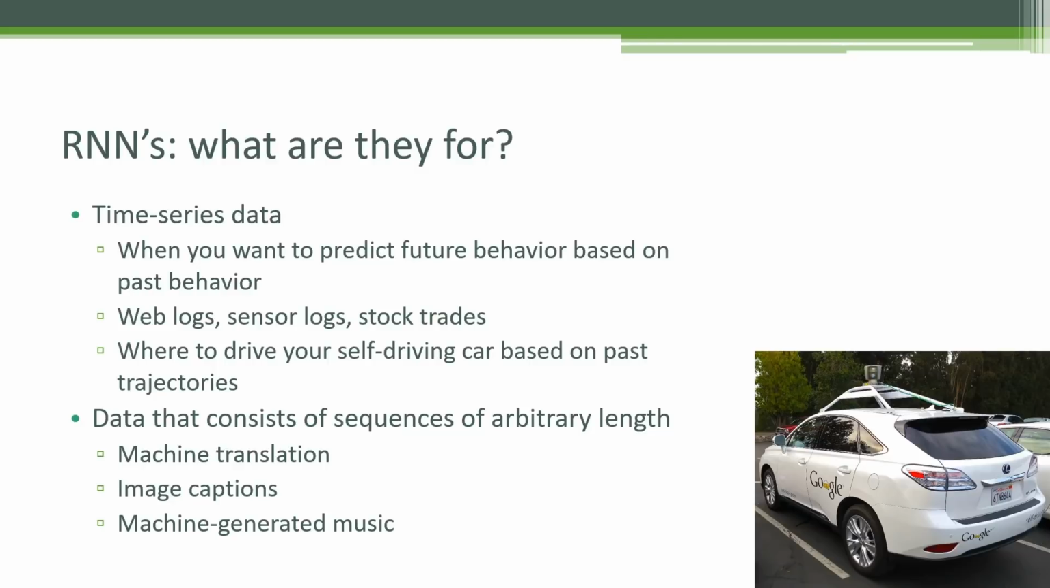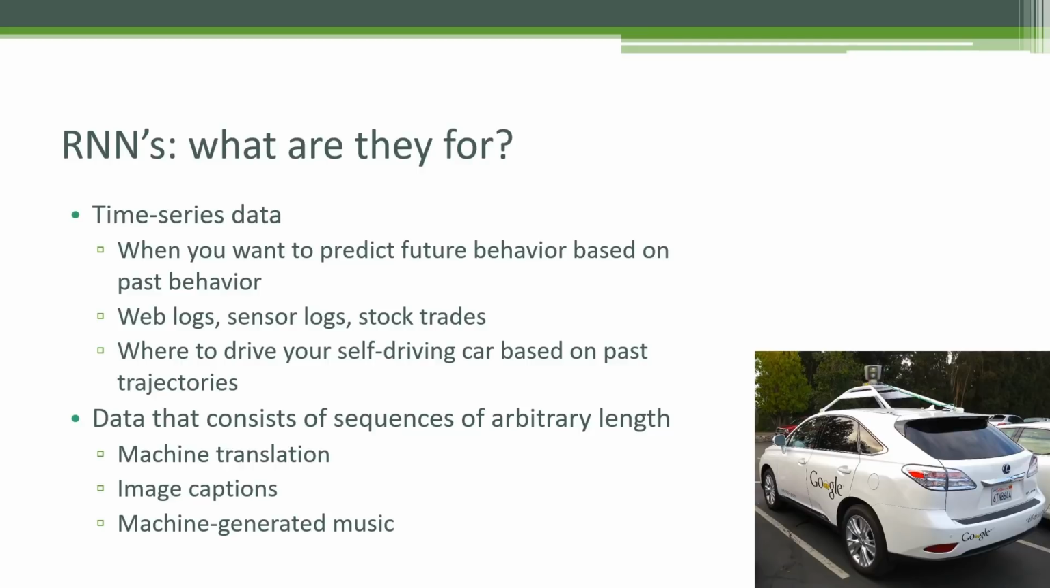Some examples of time series data might be weblogs, where you're receiving different hits to your website over time, or sensor logs, where you're getting different inputs from sensors from the Internet of Things. Or maybe you're trying to predict stock behavior by looking at historical stock trading information. These are all potential applications for recurrent neural networks because they can look at the behavior over time and take that behavior into account when making future projections.